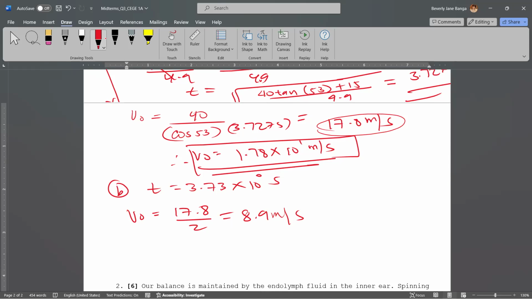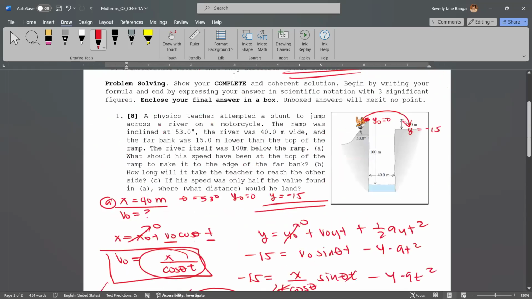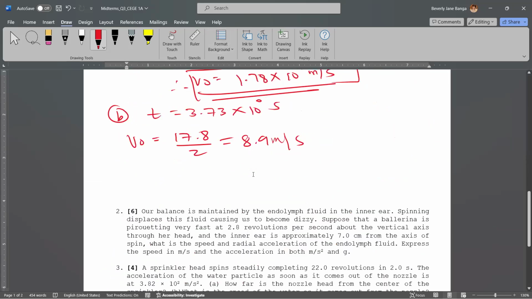So hindi ko hinahanap yung y kasi babagsak siya sa tubig eh. Ang hanapin ko dito ay x, no? Hanggang saan lang siya aabot doon sa kabilang bank kumbaga. So from here to here, di ba, 40. Hanggang saan lang siya aabot? Makakalahati ba siya? Or less than half, no? Sa x position. So ang hanapin ko dito ay x.